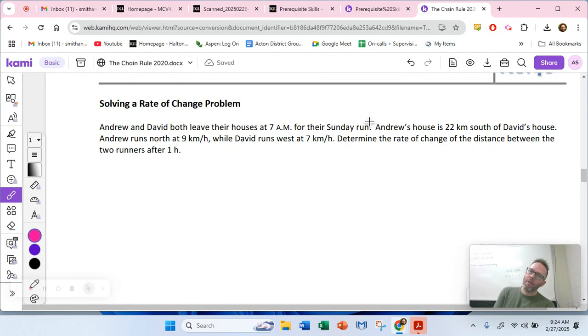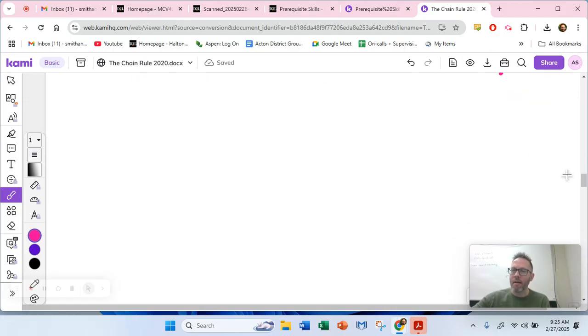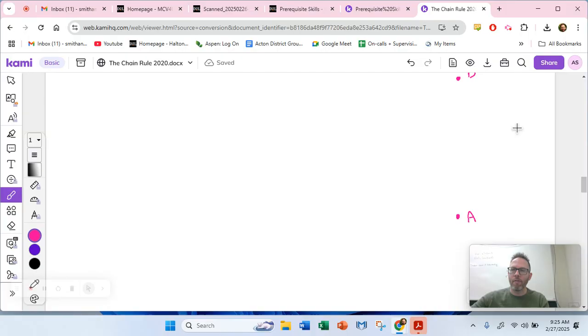So here we have Andrew and David both leave their houses at 7 a.m. for a Sunday run, but they live far apart. Andrew's house is 22 kilometers south of David's house. We have a lot of space here. I'm going to do this diagram on the far right here. So David's house, I'll mark with a D, and then who's the other guy? Andrew. Andrew's house, way down here, I'll mark with an A. I'm going to zoom out a little bit so I can get everything in there.